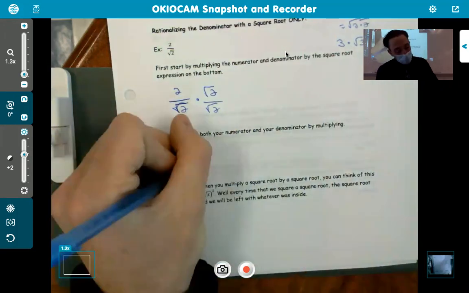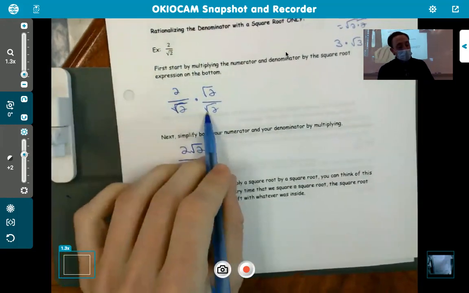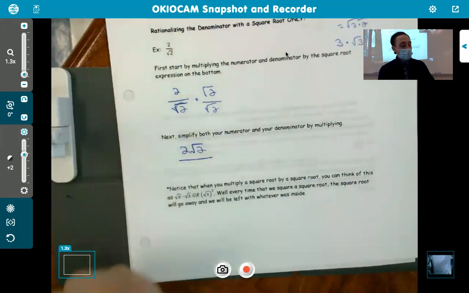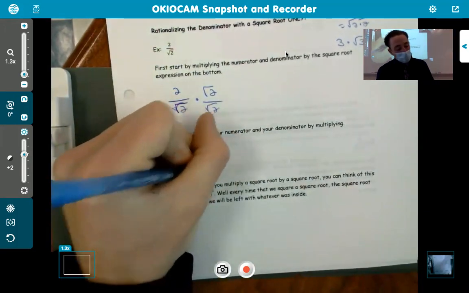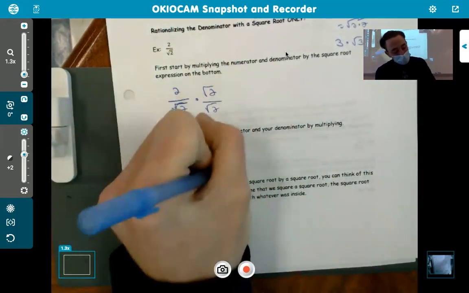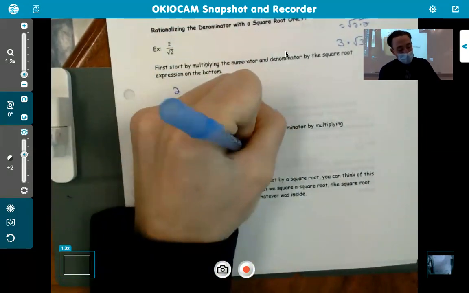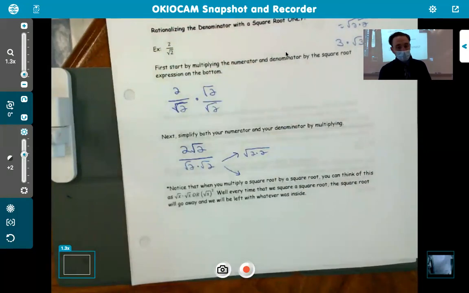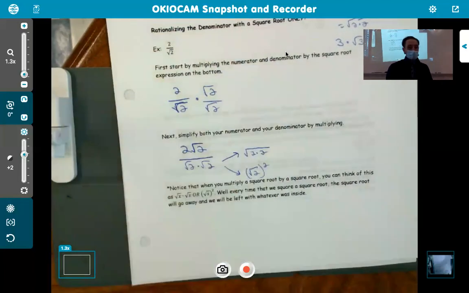But in my denominator, I have root 2 times root 2. Now there's 2 ways that we can think about this. So we can say it's root 2 times root 2. This is equal to one of 2 things. Either the square root of 2 times 2, or you can think of this as root 2 squared, right? Anything multiplied by itself is just that thing squared.